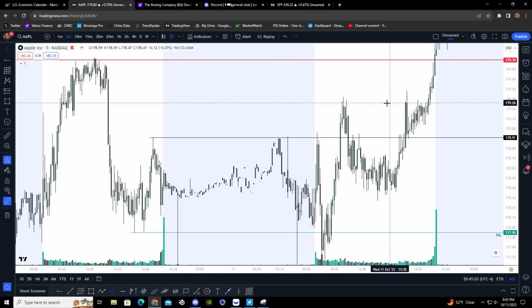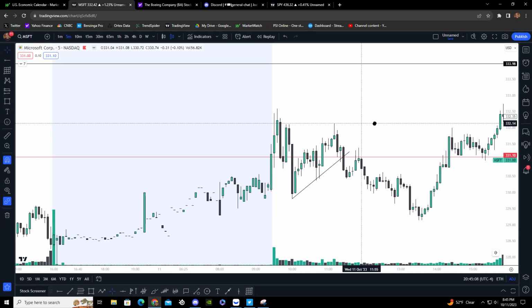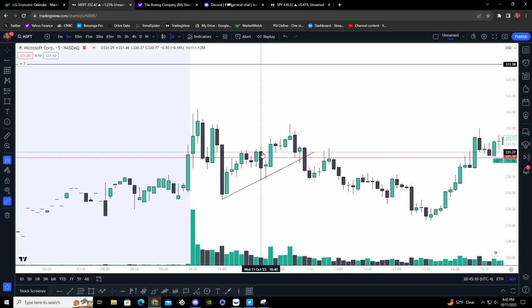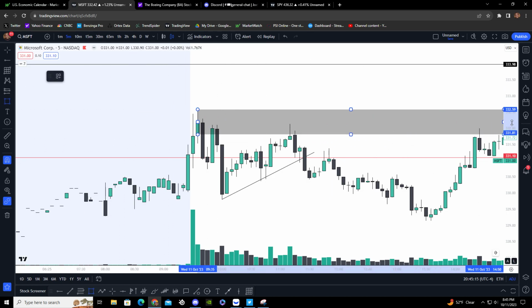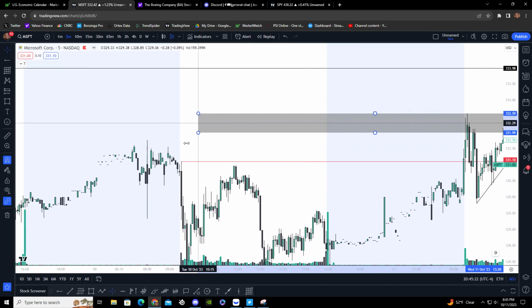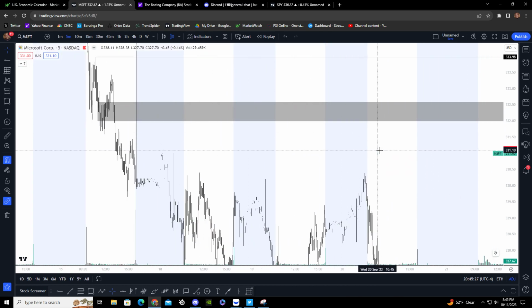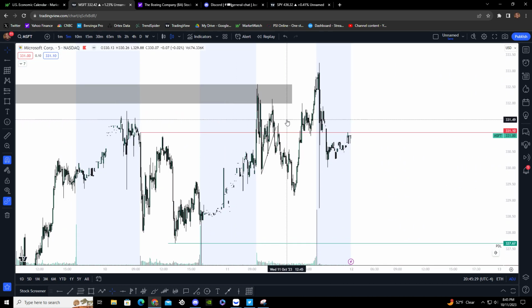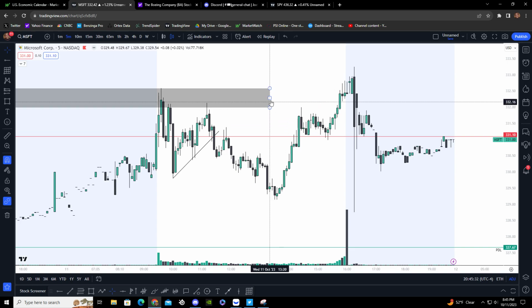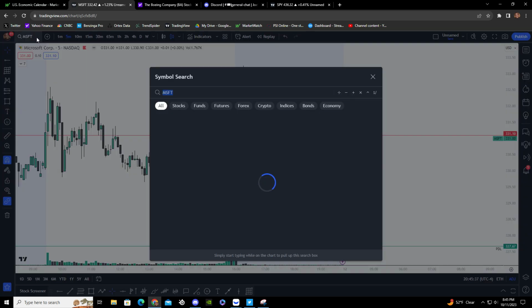Microsoft, what was Microsoft doing? Microsoft was pushing back into some sort of supply zone that we had from the AM session. It was kind of a false breakout over a daily trend line. And when we really drag this over, what is this? Okay, that's nothing. This is new highs, fresh new highs on Microsoft. But Microsoft hasn't really been a strong name, so it wasn't something that was really catching my eye, you know?